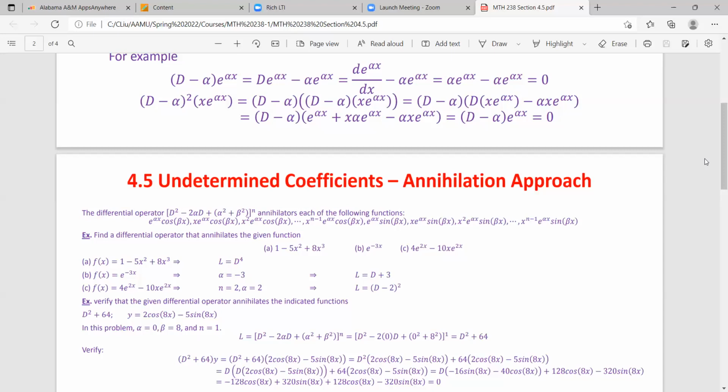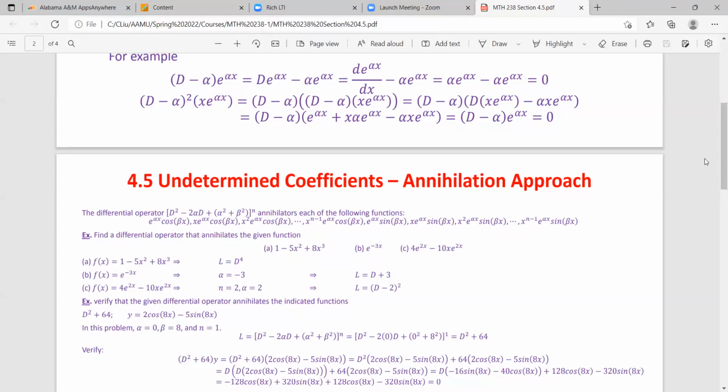In other words, this operator, D squared minus 2 alpha D plus alpha squared plus beta squared, to the n, will annihilate a bunch of functions in the form of x to some power times e to the alpha x times cosine beta x or sine beta x, up to the power n minus 1 for x. All right, and this can also be checked just like we did for D minus alpha to the nth power.